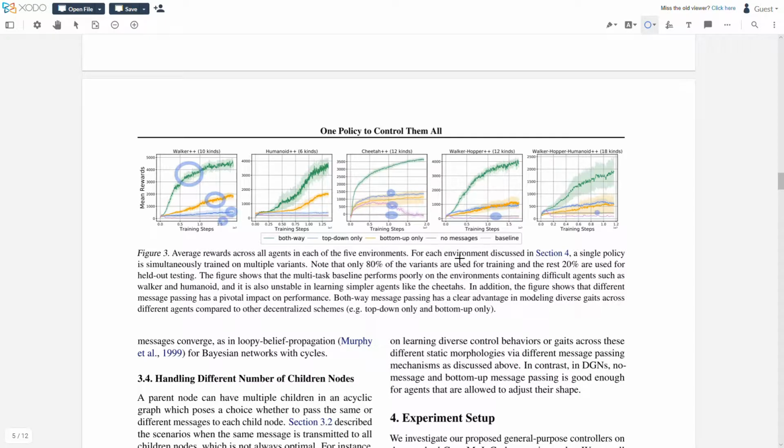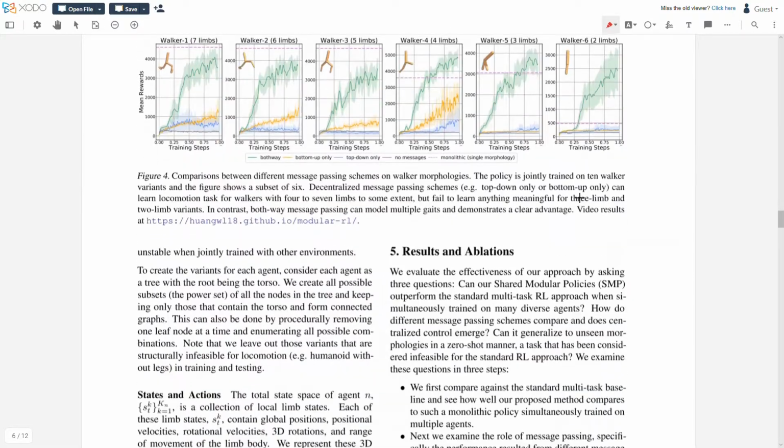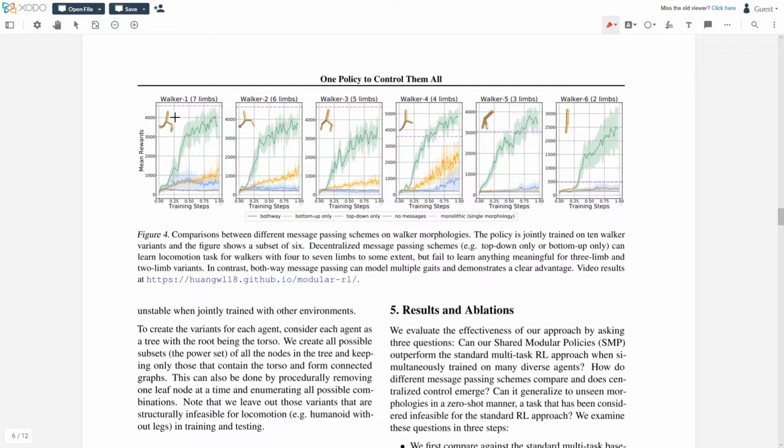So what if there are not enough actuators or sensors? They just pad zeros in the input vectors. So we can see here the both way message passing achieves the highest score in all those cases. We can see similar results here, and those are the morphologies this plot corresponds to.